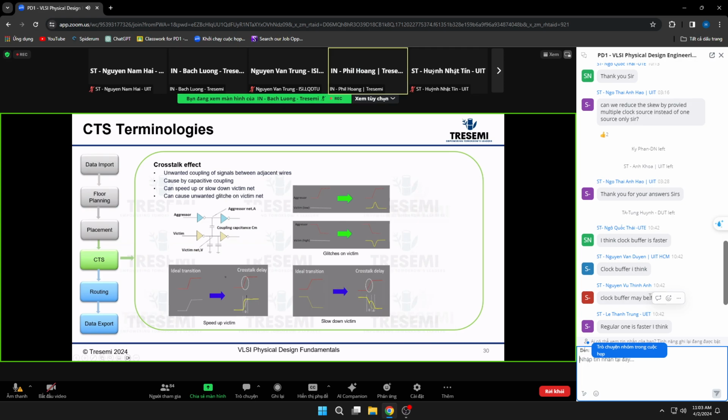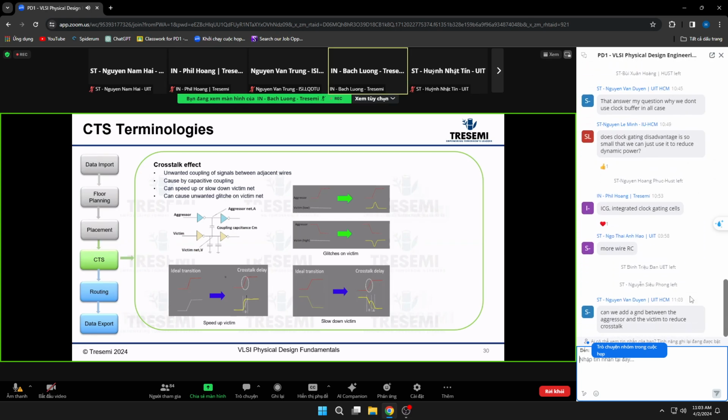Yeah, there's a question by Nguyen Wen Yuen. It's a very good question. Can we add a ground between aggressor and victim to reduce crosstalk? Yes, that is one strategy: shielding. You can have shielding, with ground or VDD, either one, and that will prevent the crosstalk.